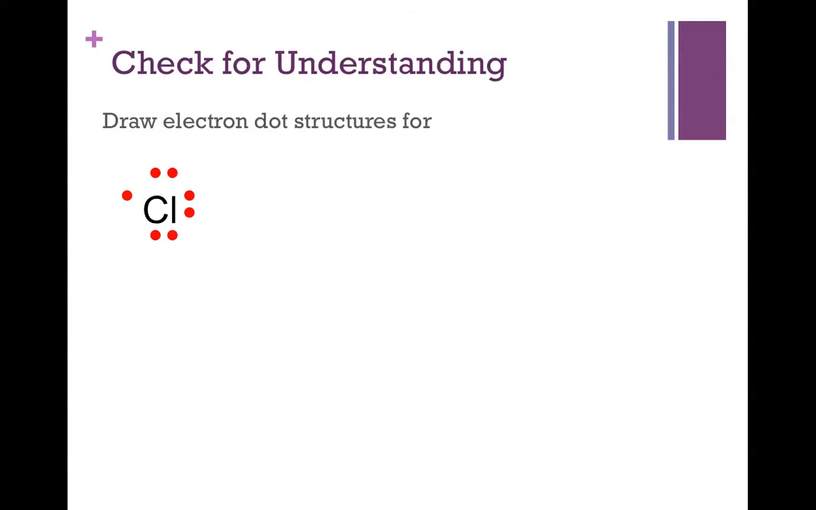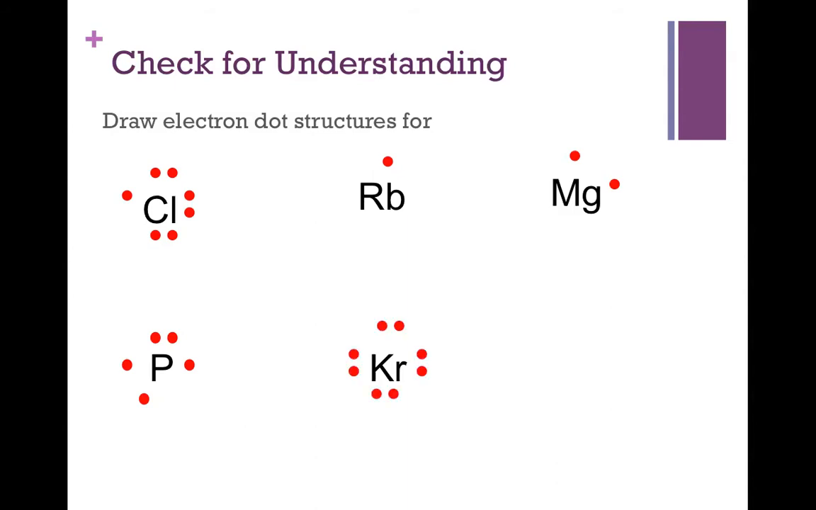So again, on each of these, I want you to pause the video, try it on your own, and make sure that you know how to do this, because again, this is step 1, and there's a lot more to go. Okay, rubidium, pause. Okay, you should have gotten 1. Magnesium, pause. And you should have gotten 2. Phosphorus, pause it. And you should have gotten 5. Krypton, pause it. Okay, you should have gotten 8. And aluminum, pause it. And you should have gotten 3.